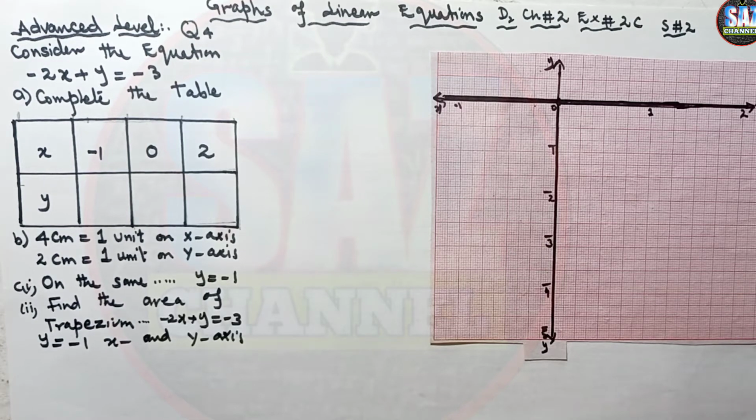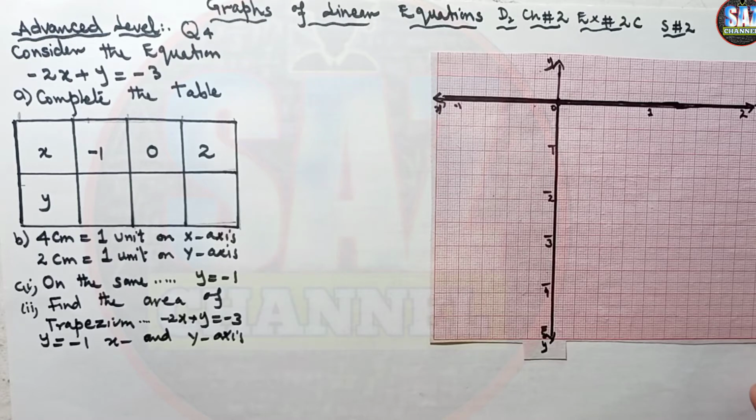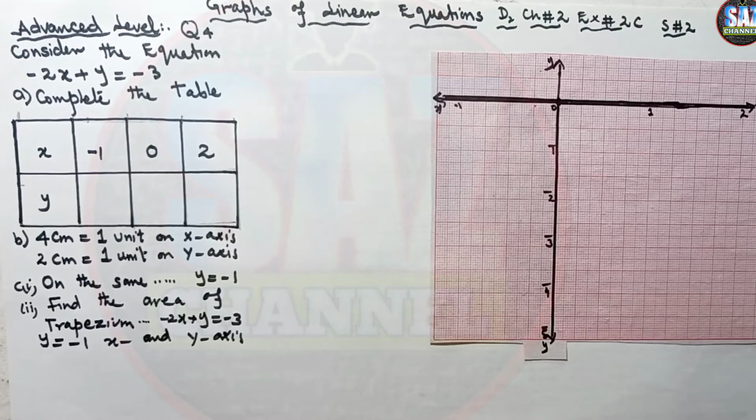This is my second lesson of D2, chapter number 2, exercise 2C, that is about graphs of linear equations. If you find any difficulty about what is the rectangular coordinate system and how to plot the line and how to mark the point, you have to watch the previous lesson, for which I will give the link in the description box. Because for a better understanding of maths lessons, it's really important to integrate the lesson with the previous lesson. Let's move to question number 4, advanced level.